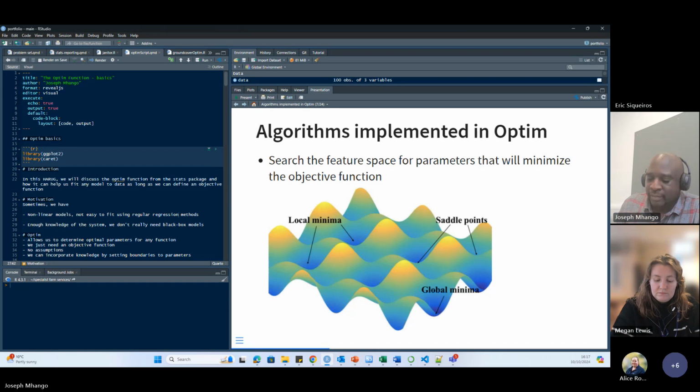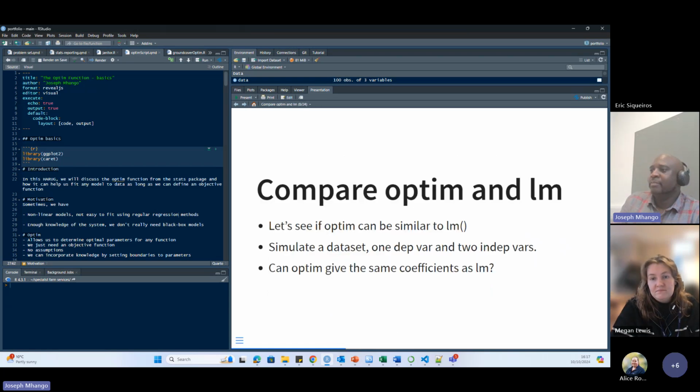So we have that in R natively. We don't have to download anything, but it's just that not many people know that it exists, and therefore it's never used. But today we will show you that it can pretty much rival your linear regression, and it can also fit nonlinear models, and that's what we'll do. So let's do that.